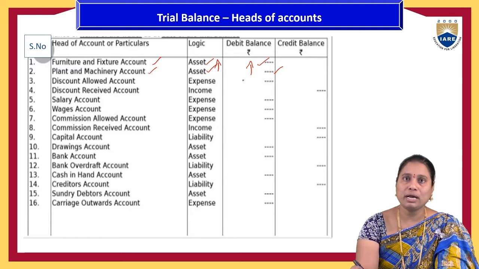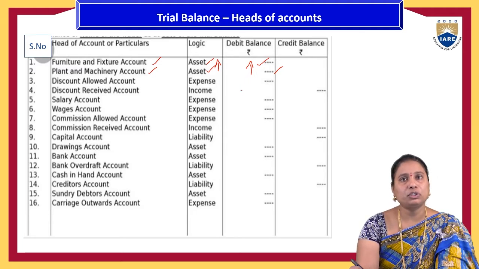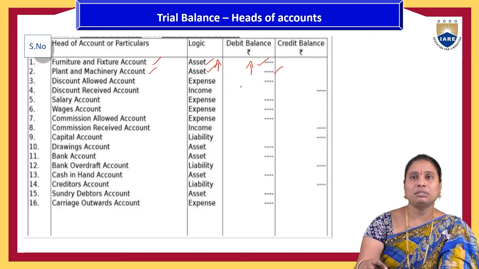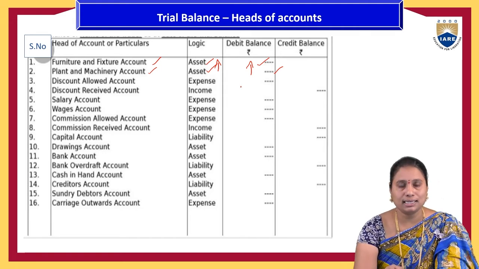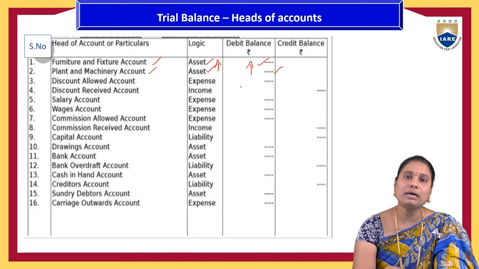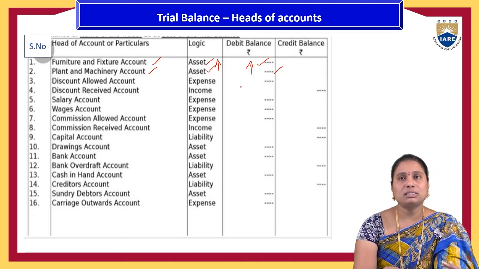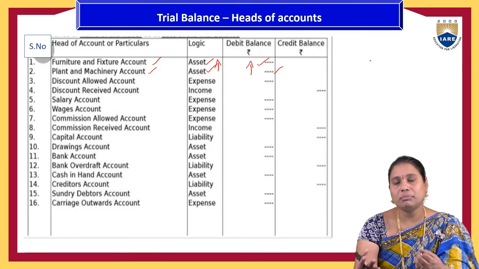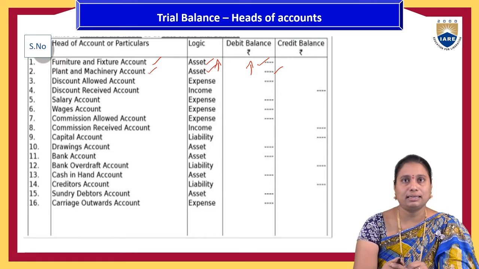But in a reverse manner, if the furniture and fixtures or the plant and machinery were sold, then though it is an asset, it is reducing from the organization, so we have to mention it under the credit side. But if they have purchased, that means the assets increased, so it is on the debit side. That's why we should not think that one account will always come under the debit side; based on the situation, it will come under debit or credit.